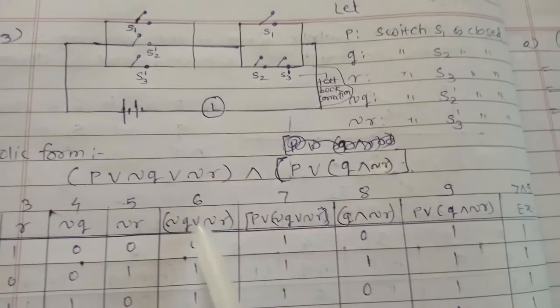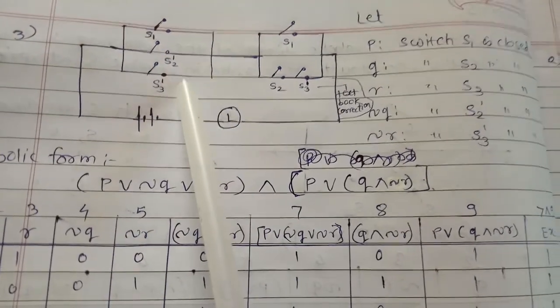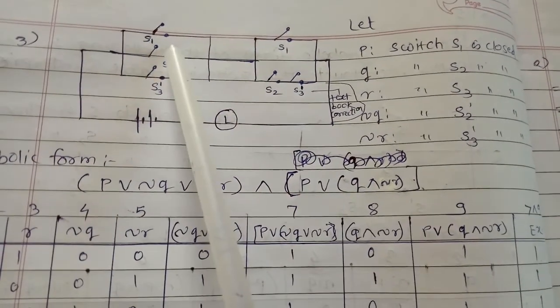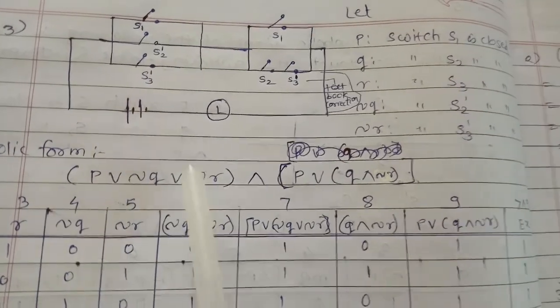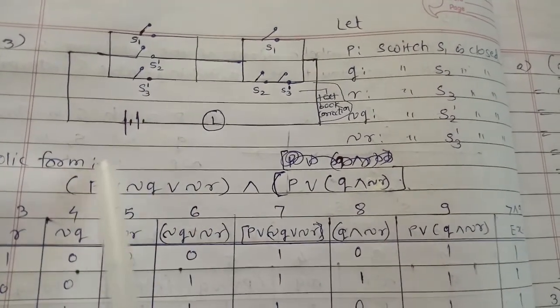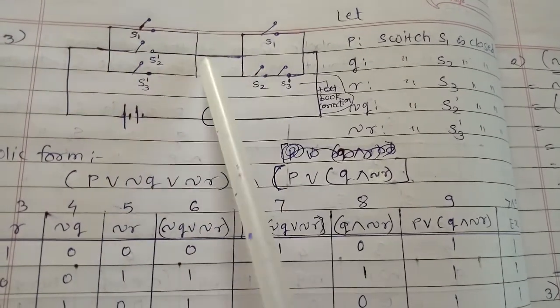Now see the symbolic form. See here, all these three switches are in parallel combination. So we write that is P disjunction negation Q disjunction negation R. So for that we put one bracket. और ये पूरा का पूरा बॉक्स इसके साथ सीरीज में है.